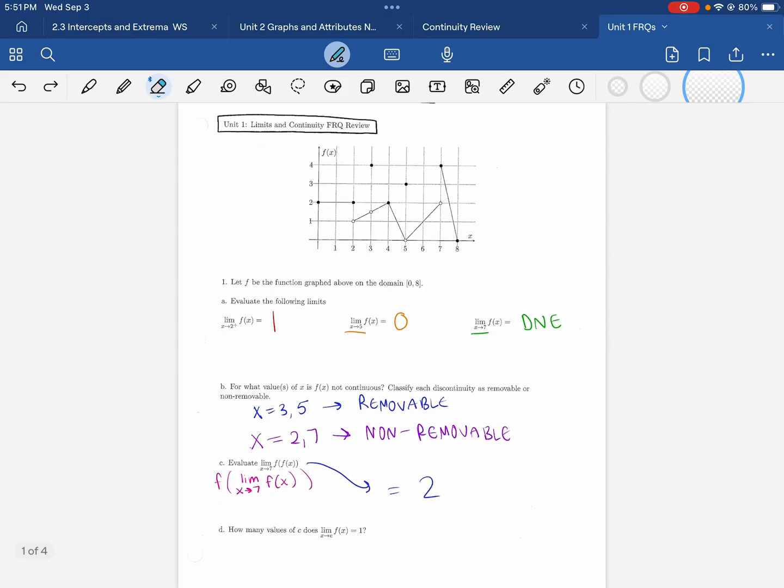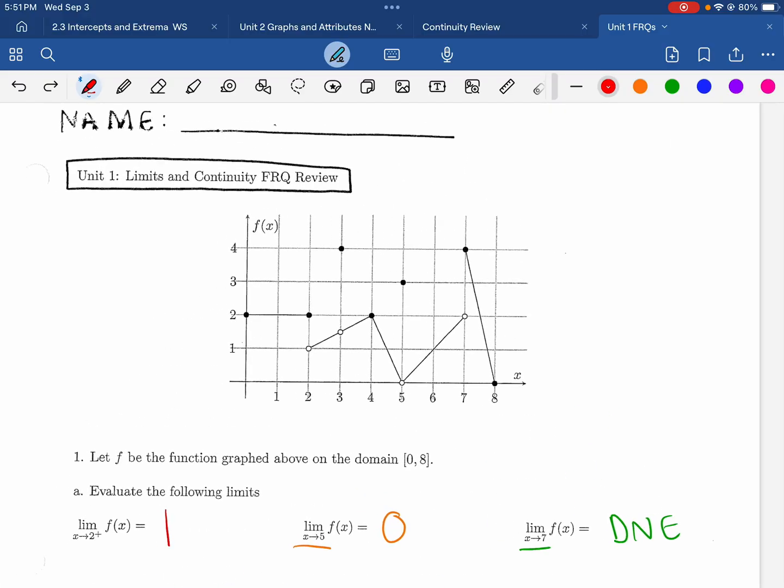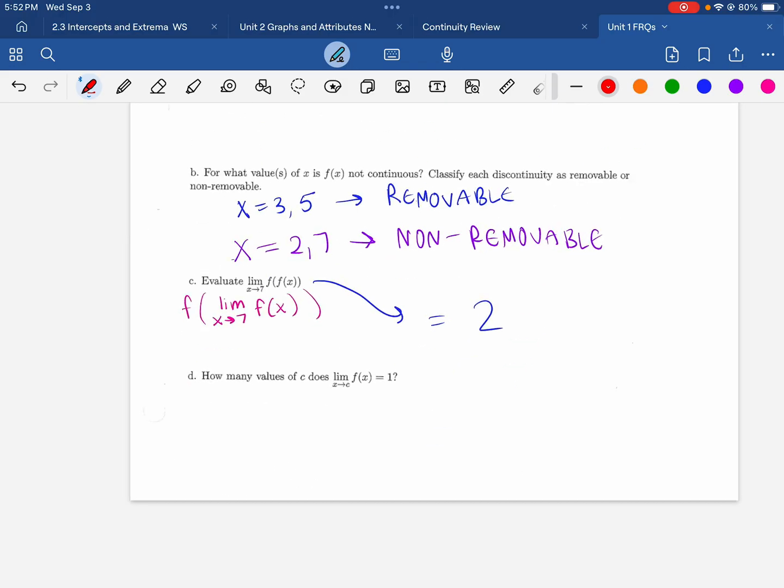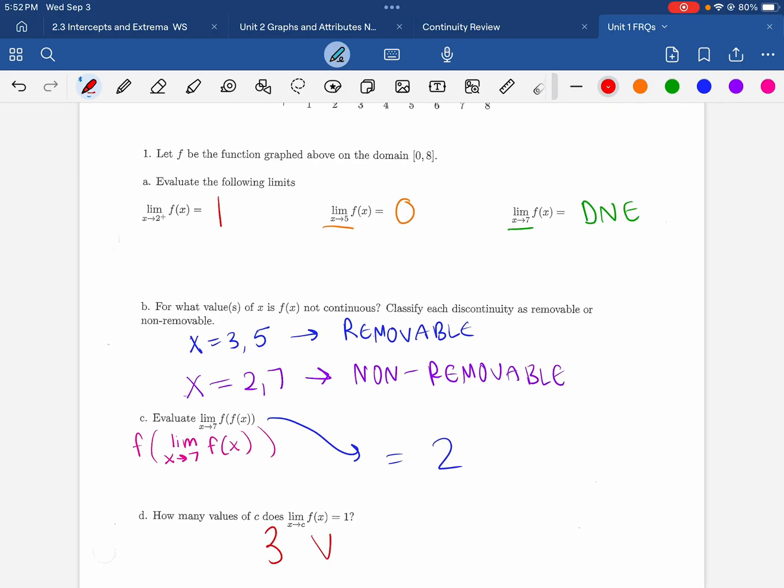All right. How many values of c does the limit as x approaches c of f of x equal 1? All right. So 1 is right here. All right. So the limit's not going to equal 1 right there because it's breaking apart, but it will equal 1 right here, here, and here. So 3 times. 3 values. Woo.